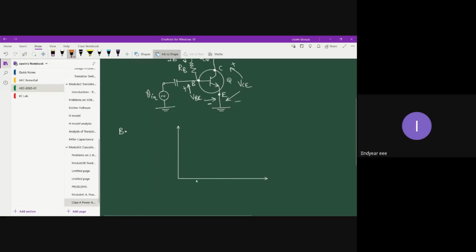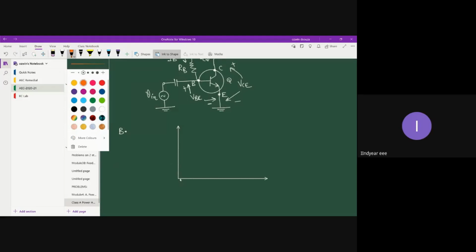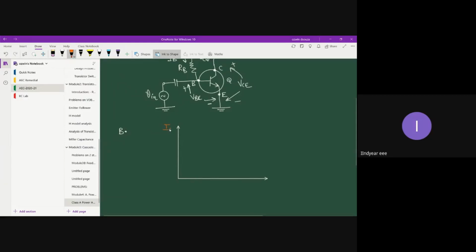Let us consider the transistor output characteristics. Let's say the y-axis is your current axis IC, and your x-axis is your voltage axis VCE, as usual. In common emitter configuration, this is how the characteristic curves look like. So this is your transistor output characteristics. Now in these characteristics, let us select a Q point.